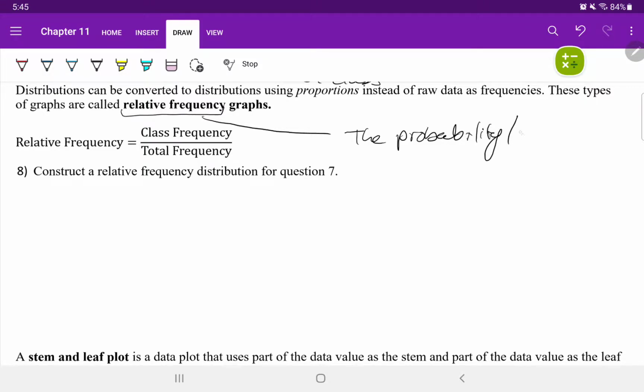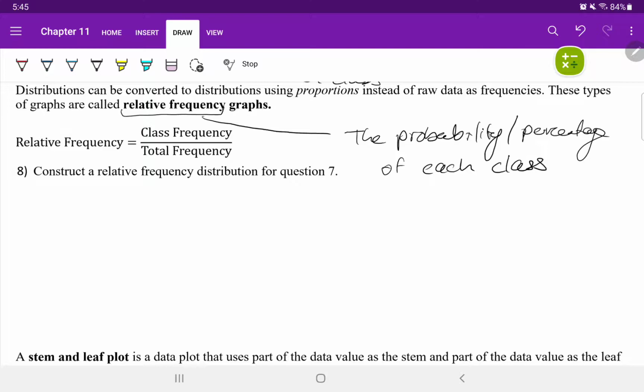or the percentage, if you want to call it percentage, of each category, of each class. We can call that the empirical probability if you so choose to. And to find the relative frequency is pretty straightforward. The relative frequency is going to be the class frequency divided by the total frequency. So that's exactly what we're going to do.